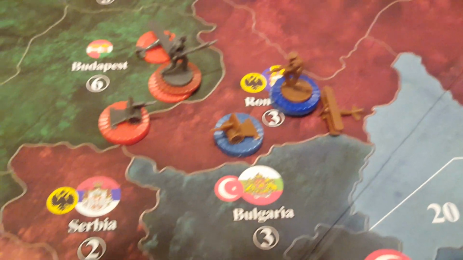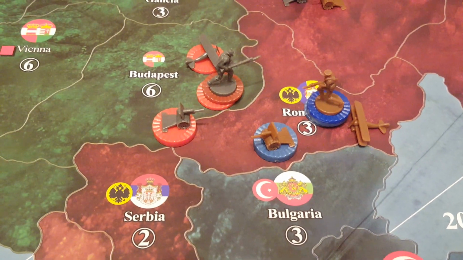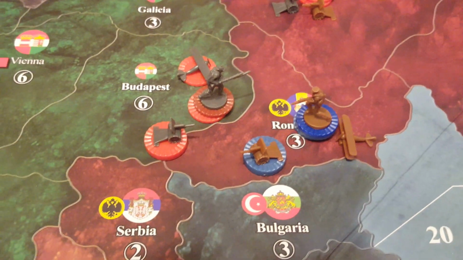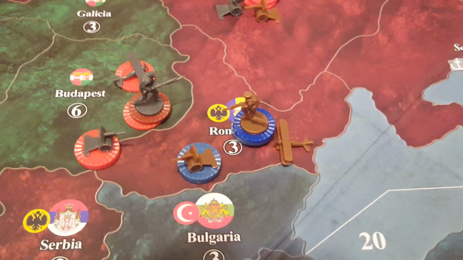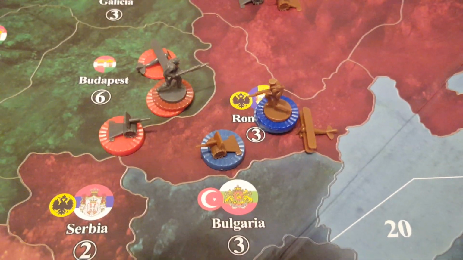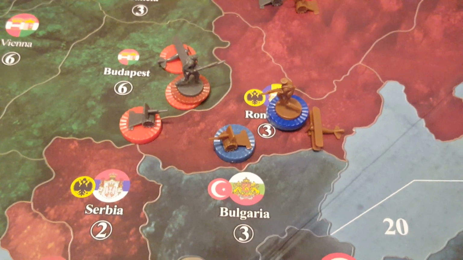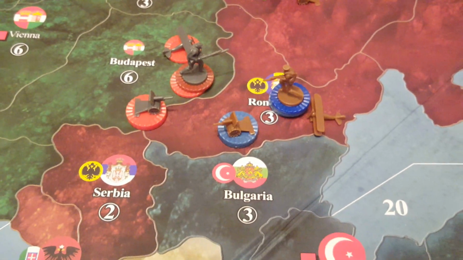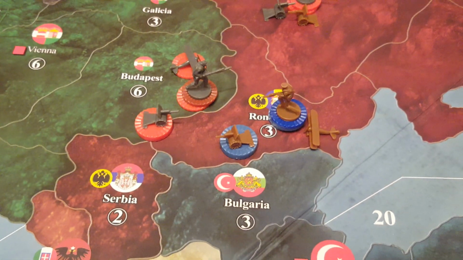So the first thing we have to do is determine air supremacy. That means we're going to have a fighter battle. So Germany's 2 fighters against Russia's 1 fighter. Nothing else is involved in combat. Fighters attack and defend at a 2 or less. So instead of rolling just 1 round of combat, you're going to keep rolling until one side is eliminated.